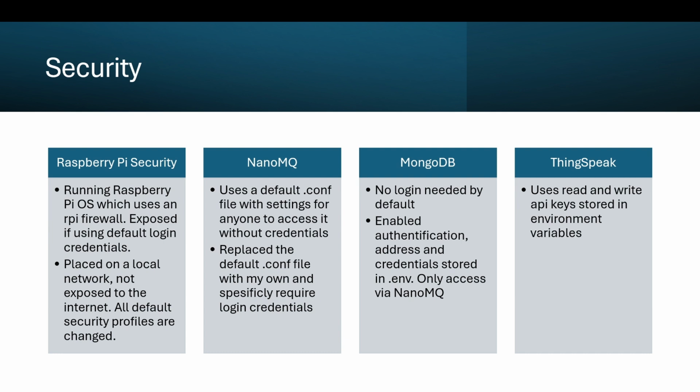As for the NanoMQ, it uses a default configuration file for setting these credentials, and the default is set to being able to connect with credentials, but you don't need to. You can also anonymously connect to it. This has been replaced with a specific configuration file for requiring login credentials. A default MongoDB local setup does not need login at all. You can just connect to it as long as you have the address it's set up with.